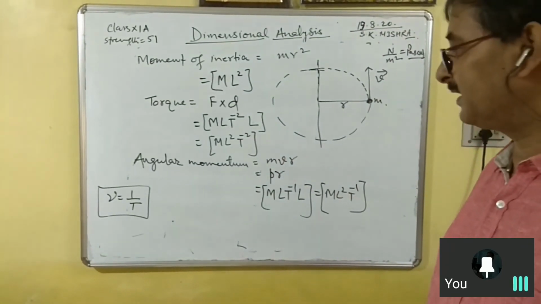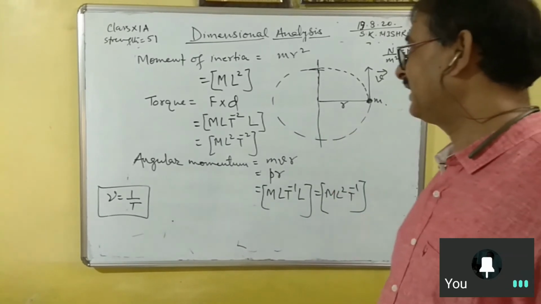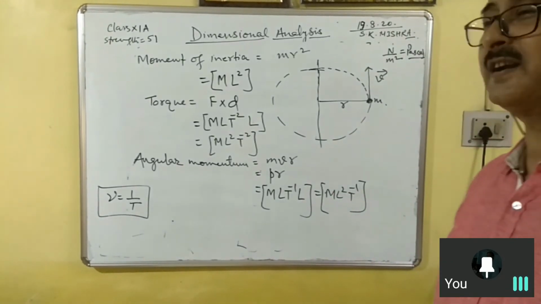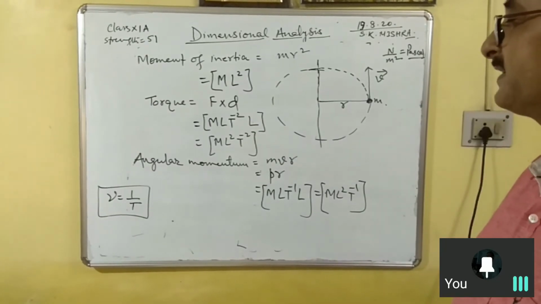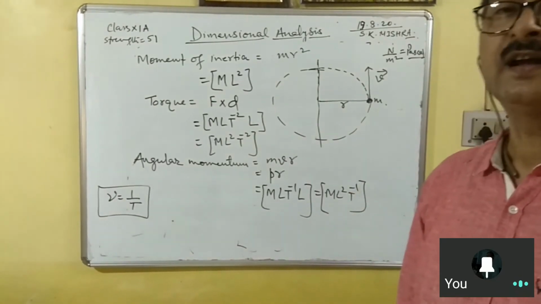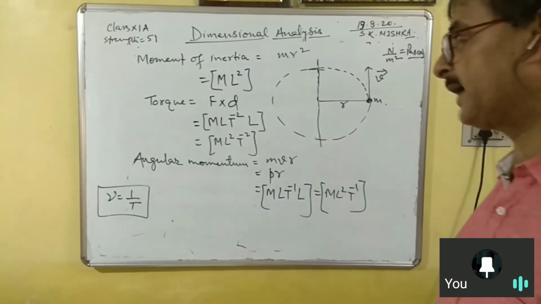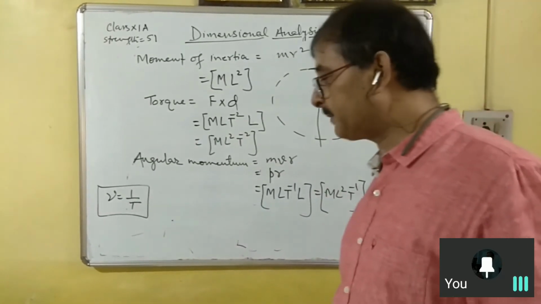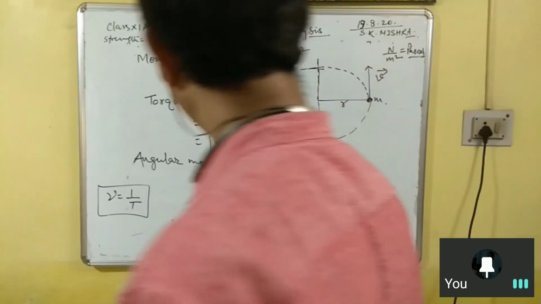But from this beginning, dimensional analysis, you have to know some physical quantities. How can I write the dimension of that physical quantity? Provided that you know the formula, you can write the dimension very easily. Now we are talking about some more physical quantities. Take the snapshot.